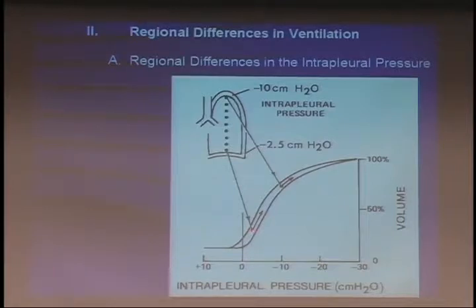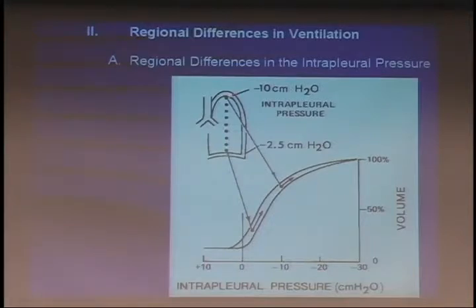So if we start down here at this -2.5 centimeters of water and we take the intrapleural pressure a little more negative as we inhale, the volume will go up from this point here to the end of the arrow there. And that's a relatively large change in volume, and a change in volume per unit time is flow. So the airflow at this portion should be pretty large.